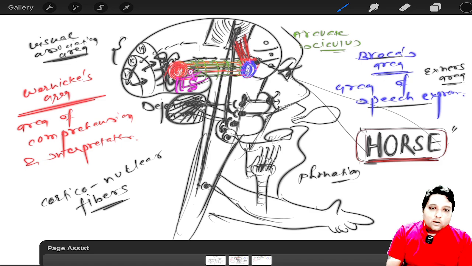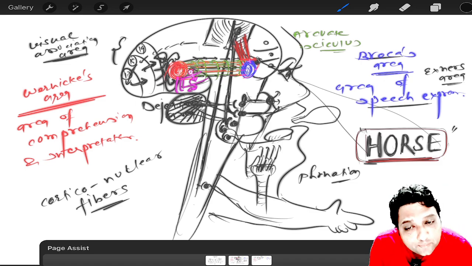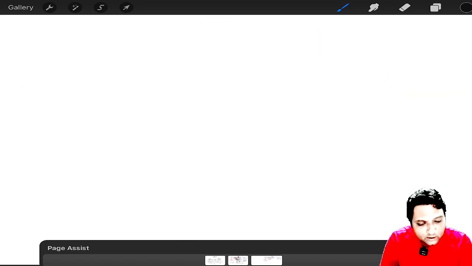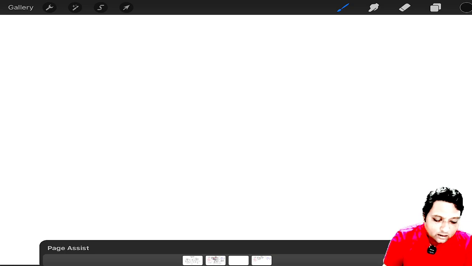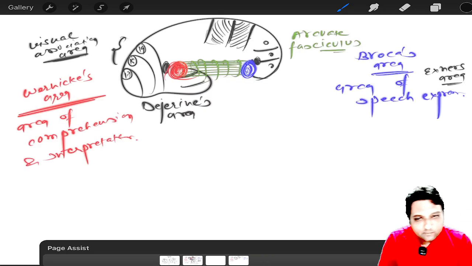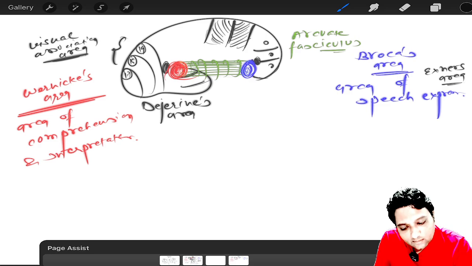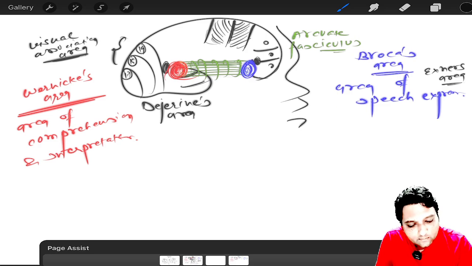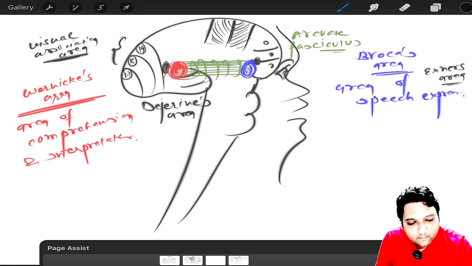Now let's talk about the applied aspect. Now there are three terminologies for the difficulty in speech. First, okay, first is dysarthria. Cerebellum.